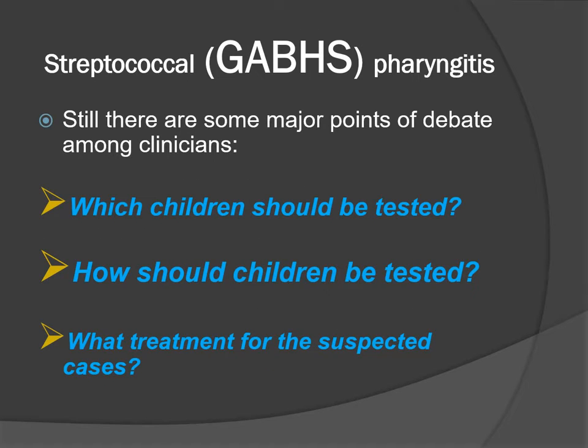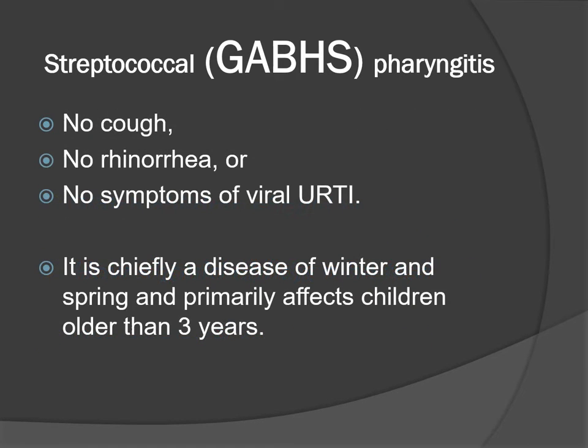So we have to ask ourselves three questions. Which children with pharyngitis should be tested, how should children be tested, and if the test is positive, what is the treatment? If there is cough, rhinorrhea, and upper respiratory tract infection, it is viral, so we exclude it, and this is about 70% of cases. The others will be exposed to the test.